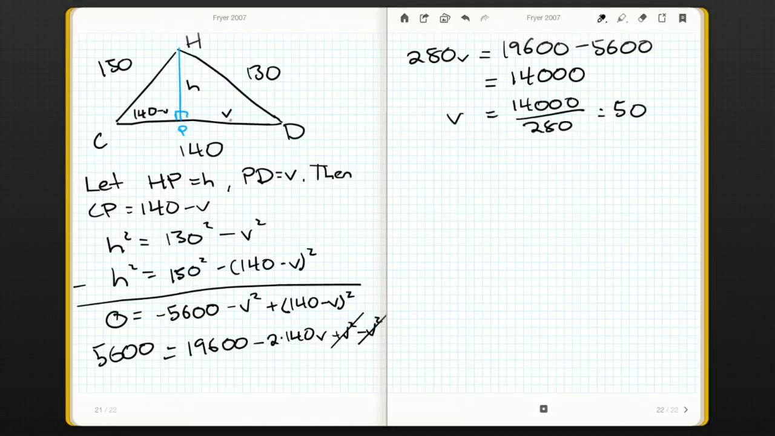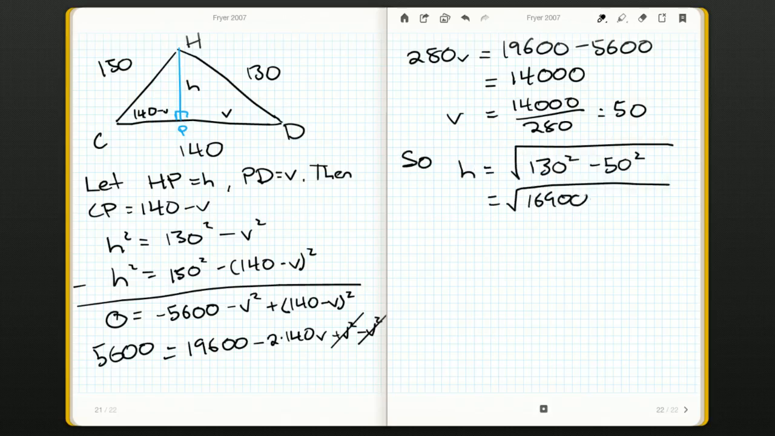So we know what V is, that's fine. We want to know what H is, and from that H, we want to be able to figure out the length of rope that we've saved. That's going to be 16900 minus 2500. And we get 120. I was about to say 1200, and that would have been very wrong.